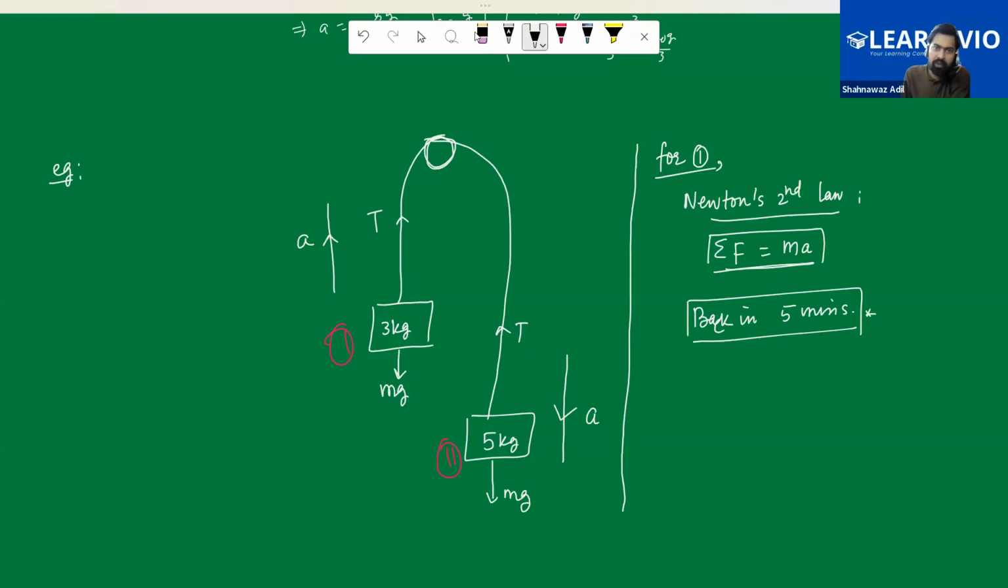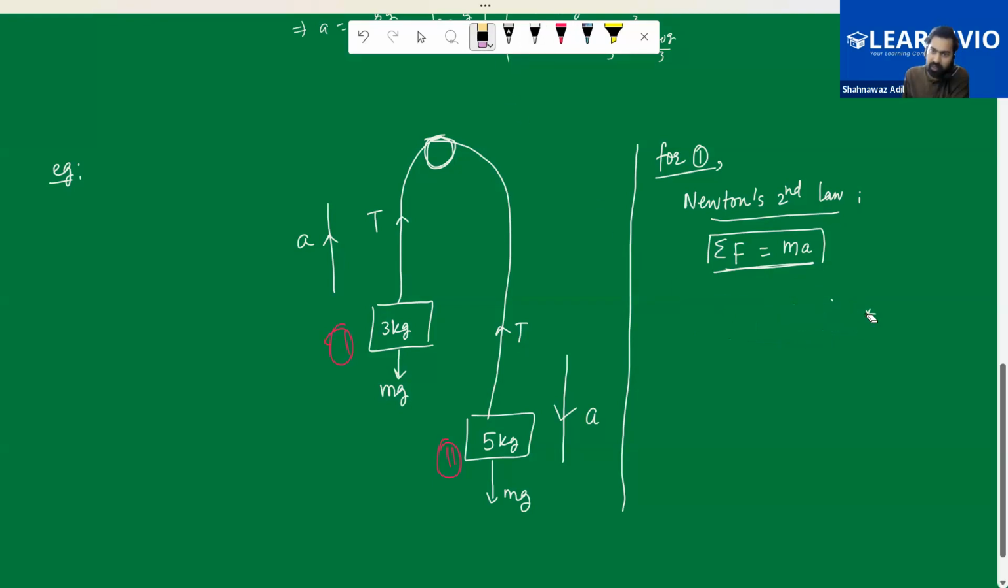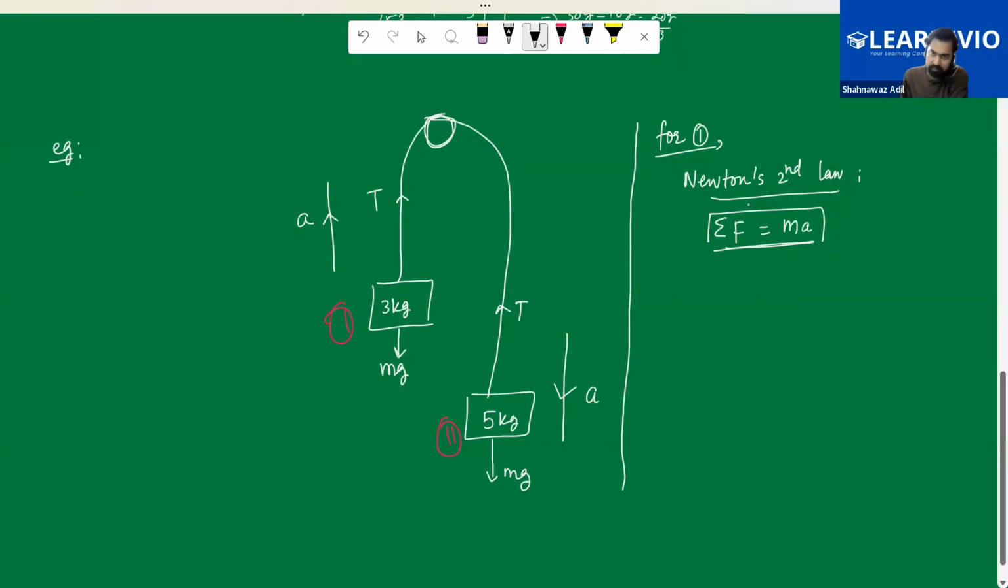Yes, sir. Okay, so now let us understand this part, and this is very, very crucial. We have to write Newton's second law for block 1. There is a sign convention that we have discussed earlier. What would be positive and what would be negative? Yes, Talia, which force would be positive and which force would be negative?